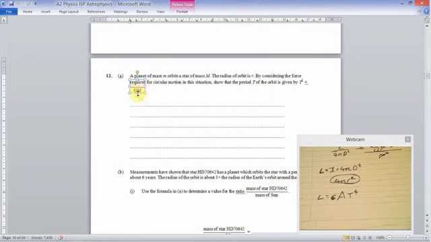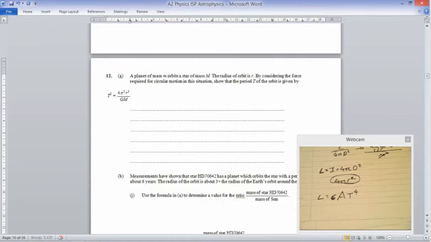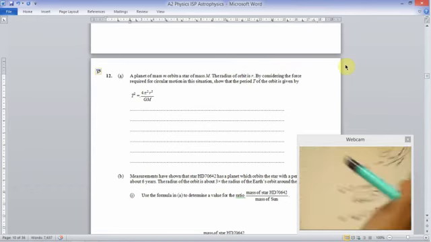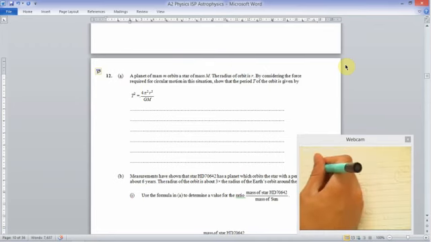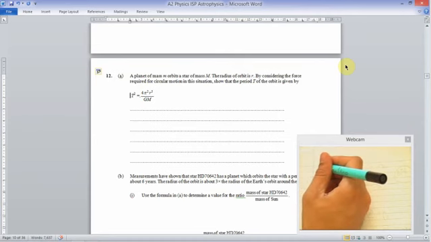It's a common one. The time period of the orbit is shown by T squared is equal to 4 pi squared r cubed over GM. So this is a standard derivation. The idea is we need to consider force. If we're considering force, we know it's circular motion, or we assume it to be circular motion. So F is equal to mv squared over r.